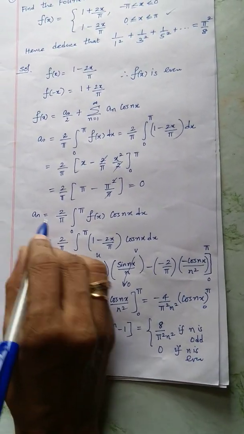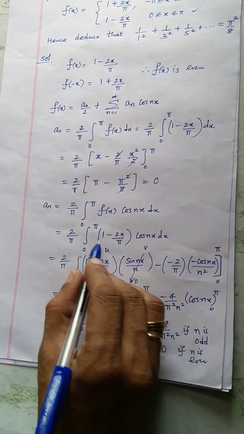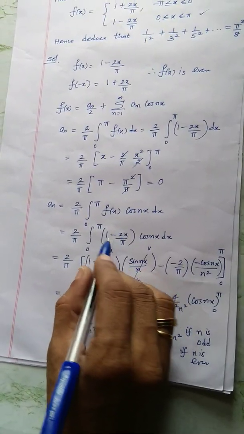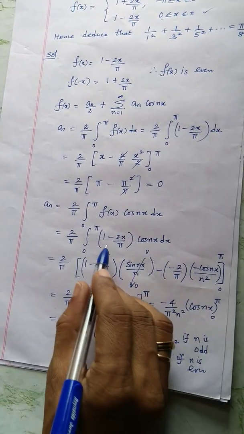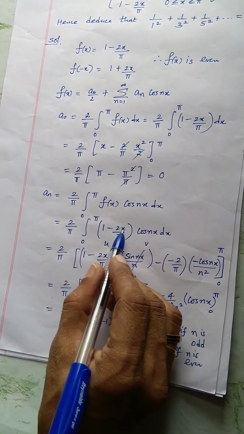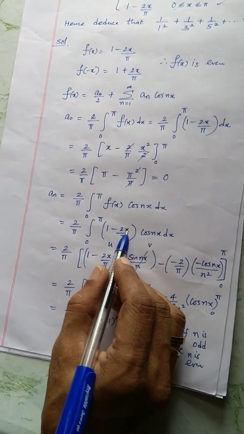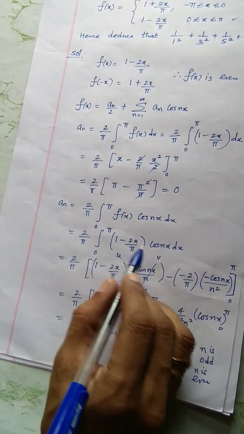Next, let us calculate an. You know the formula for an, 2 by pi integral 0 to pi, and you know f of x, the positive of 0 to pi, and cos nx dx. Apply Bernoulli's formula. You know the derivative of 1, 0, derivative of x 1, and then diluted. So I can put together entire thing using Bernoulli's formula. No need to split up.